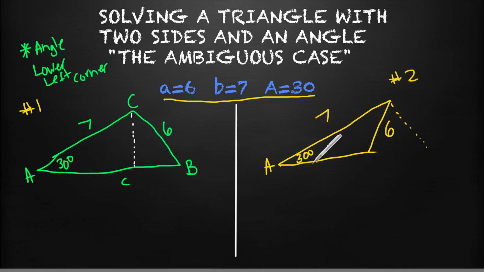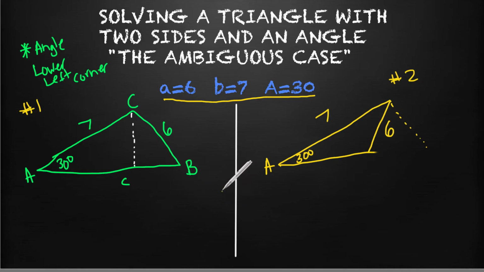Now, over here, we have angle A is 30 still. We have the side across from A, which is side A, 6, and we have side B is 7. Both triangles are correct. In this situation, you must solve both of the triangles. This is called the ambiguous case. And so we are going to have to solve them both.